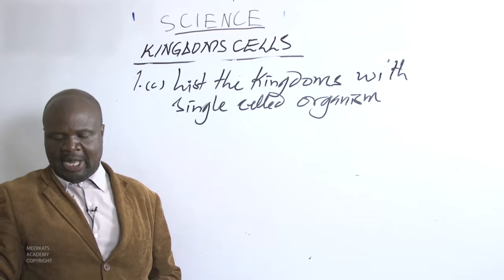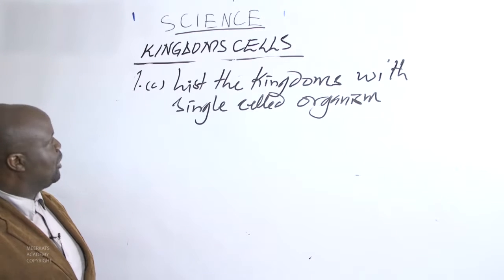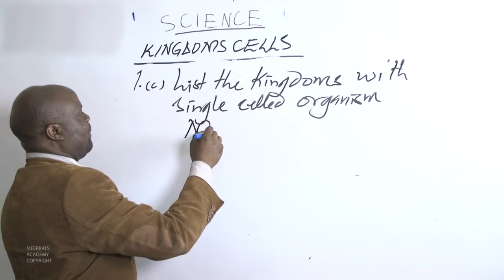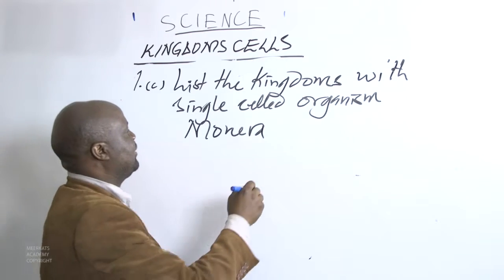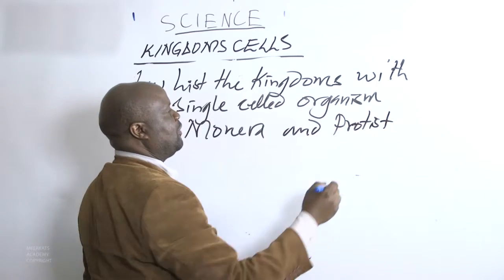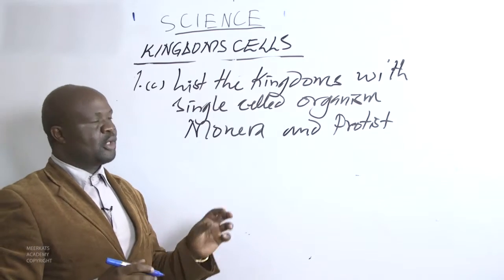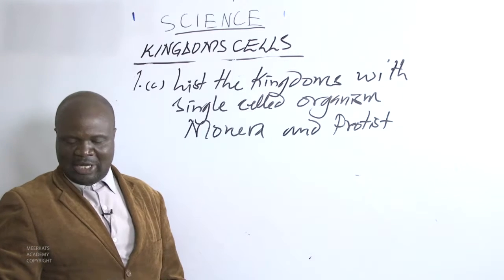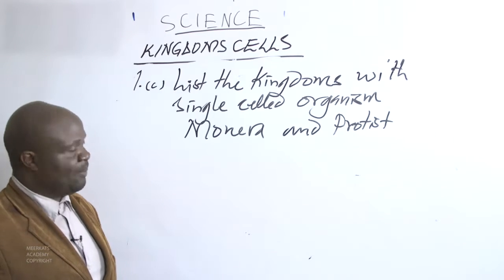So if you had been paying a lot of attention, this is a matter of remembering and recalling. We had mentioned earlier the kingdom Monera and kingdom Protist. The organisms within those two kingdoms contain one cell. They are unicellular, single-celled organisms, and that is an appropriate answer.